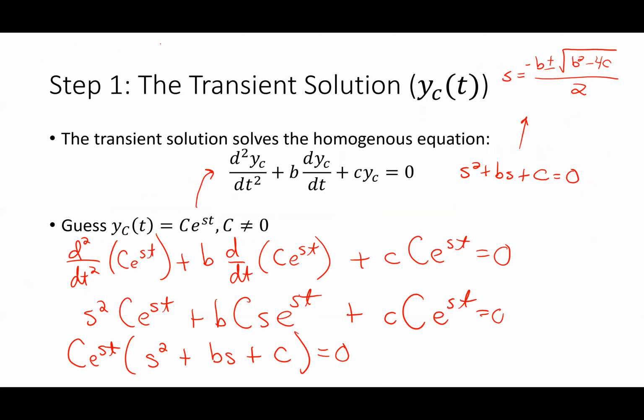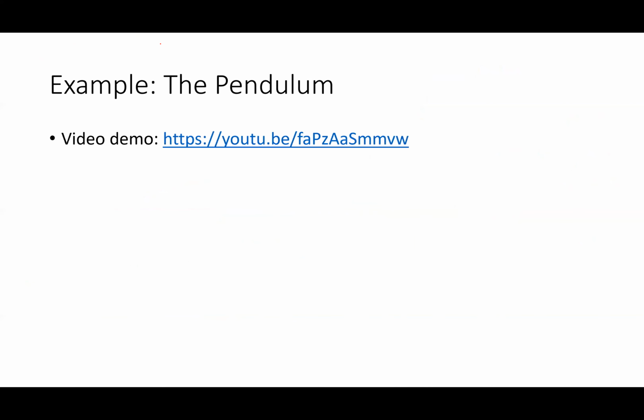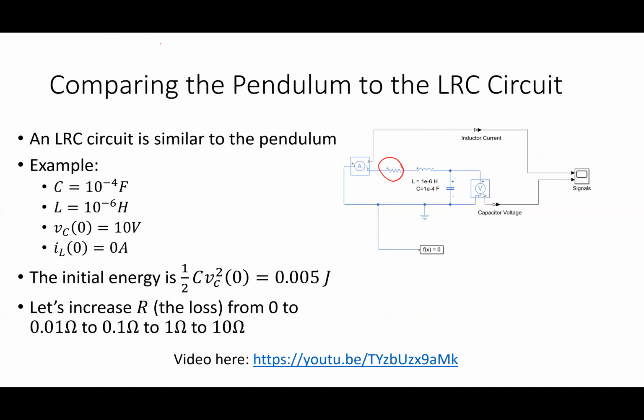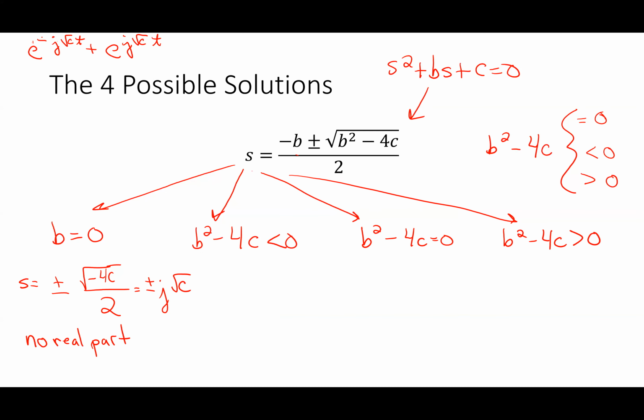Just like I said it would be if I had my pendulum here and I didn't have any resistance in it. So with no loss, my transient response never dies. It's a sine wave. The sine wave never stops. It just continues up and down, on and on forever. If I had b squared minus 4c less than zero, what happens in that particular case? Now I have a value of b. So let's say in these cases, b is not zero.